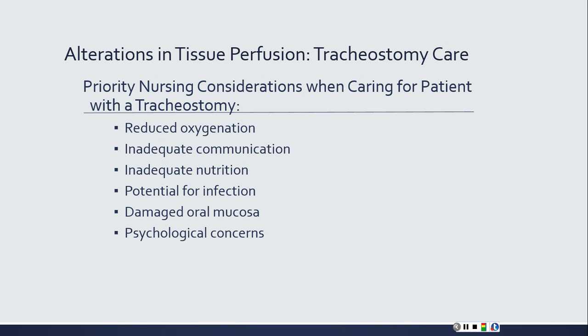Also, inadequate nutrition. We want to promote wound healing. Usually, if the patient's having trouble breathing, they're having respiratory issues, they need adequate nutrition. Sometimes it's difficult for them to eat, particularly with a tracheostomy tube. If they're conscious and they're trying to eat, they can actually feel the tube. Sometimes it makes it hard to swallow.